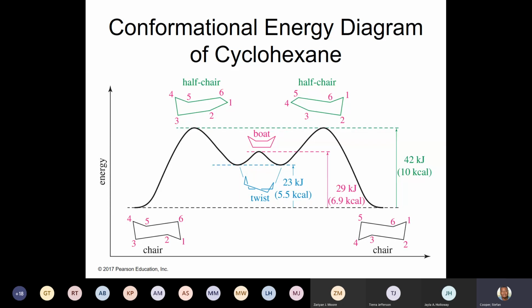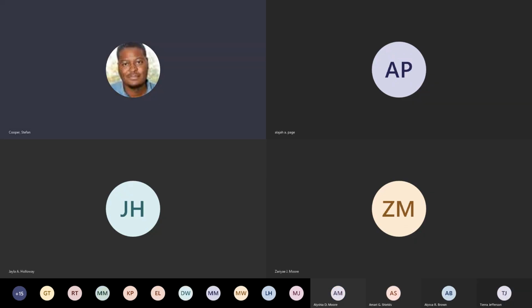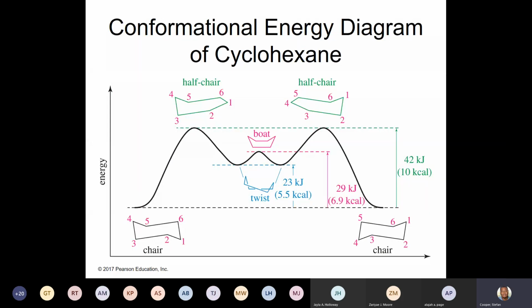Can I say that one more time? Can I reshare my screen? Oh boy, I'll try to do that again. All right, I just reshared my screen. Can you guys see my screen now?